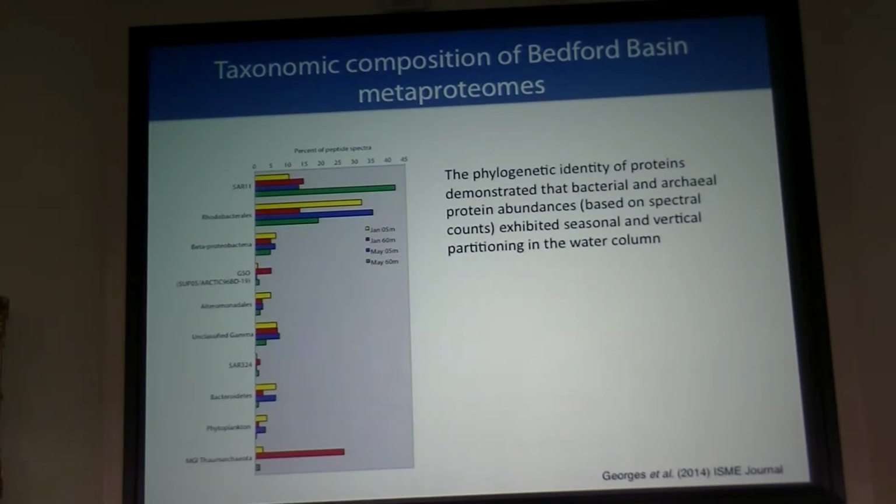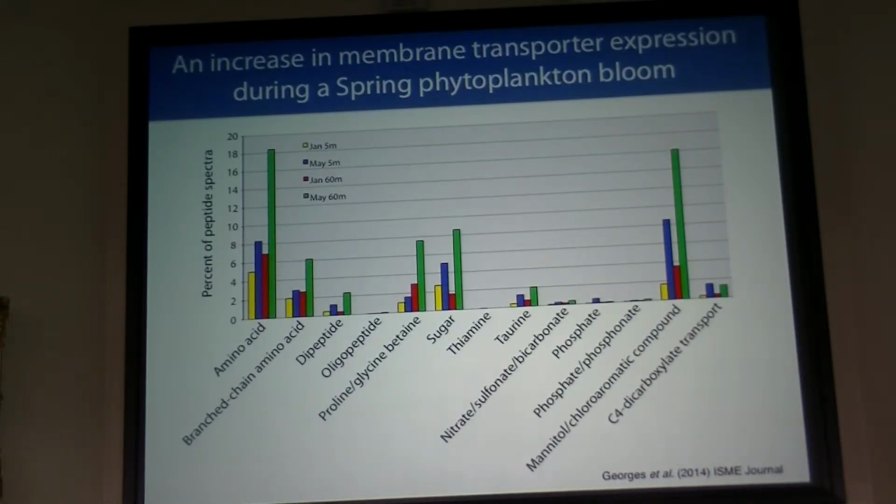So here we're just looking at the taxonomic variation of the 4 different proteomes. And what you can see is that these different phylogenetic groups are expressing proteins in different samples, right? So we see that there's this phylogenetic split between proteins that are expressed. But more interesting is to actually look at the metabolism of these proteins. So what are these proteins doing?